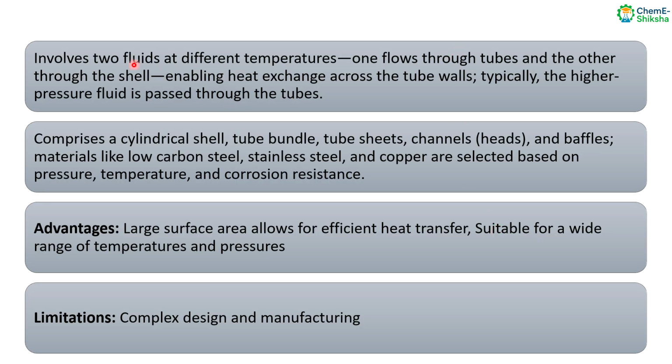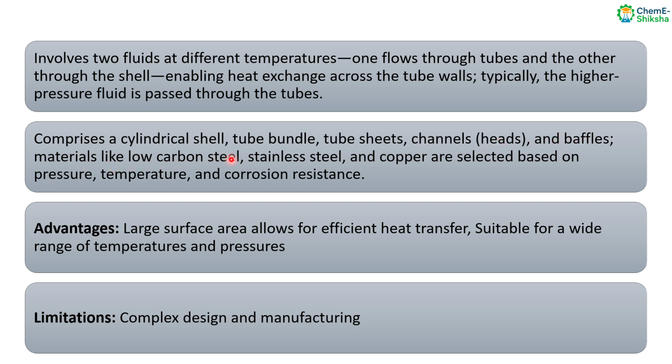Now, a shell and tube heat exchanger involves two fluids at different temperatures. One flows through the tubes, another flows through the shell. So it enables heat exchange across the tube walls. Typically, the higher pressure fluid is passed through the tubes. It comprises a cylindrical shell outside, and inside there are tube bundles, tube sheets, channels, heads, and baffles.